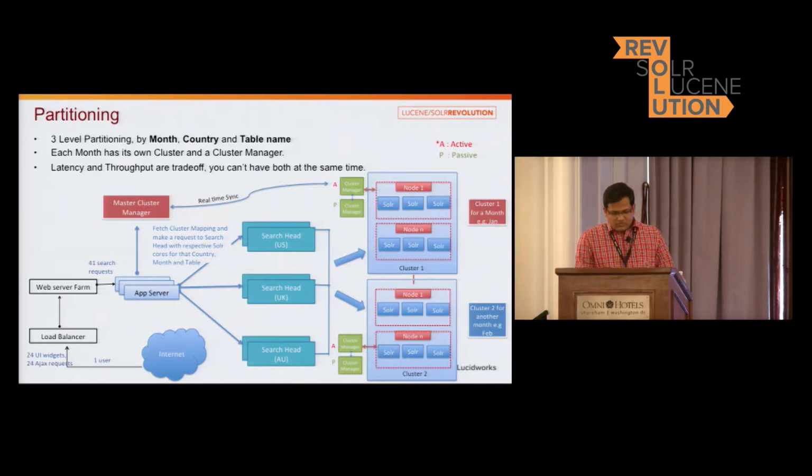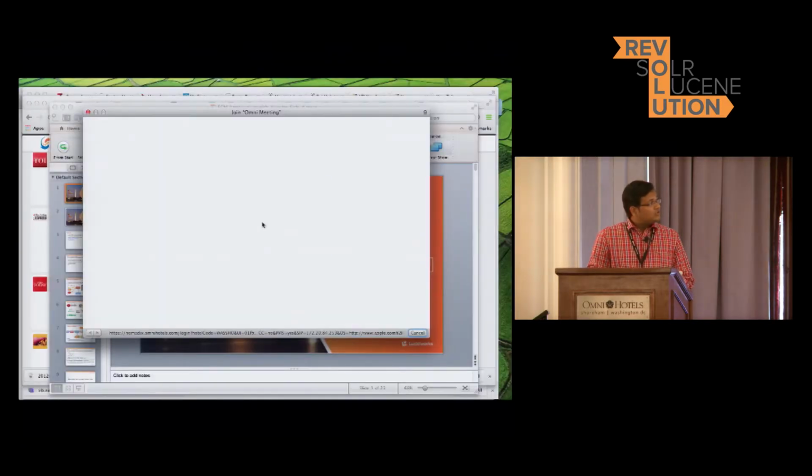The idea was, whenever we are doing the partitioning and we get a request for a particular month, our query pattern is that people are going to search for the last month, or the last 2 or 3 months. So we identified that if we partition by month and country, we can determine which Solr server we need to hit. And in most cases they will also have the table name. So we are going to hit only a small section of Solr servers rather than hitting all the Solr servers.